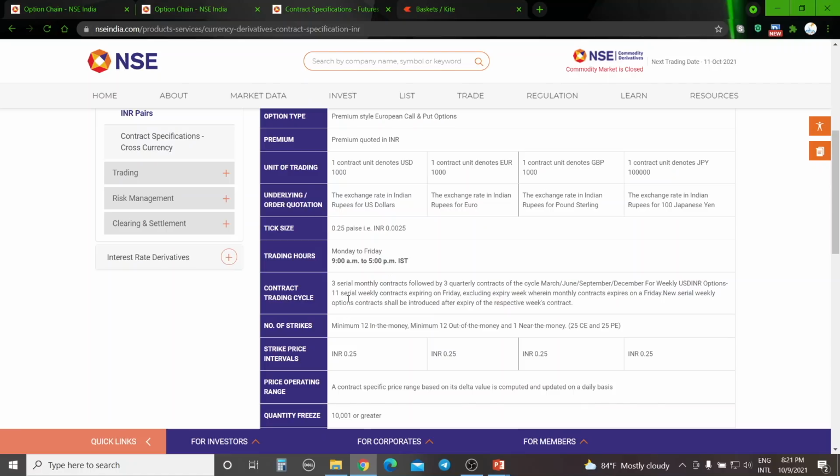Okay, so the contract trading cycle is, whatever, like 3 serial, 3 quarterly, weekly, all those are there, like we have already seen in the options segment. Whatever contract is available, we can trade.